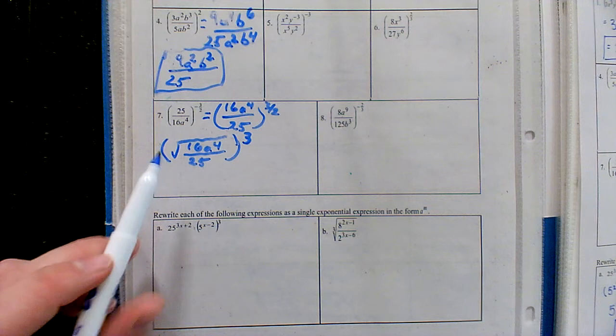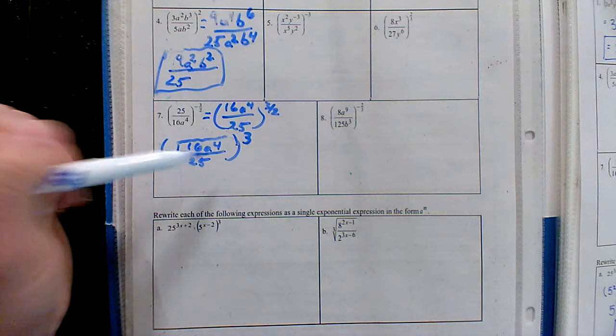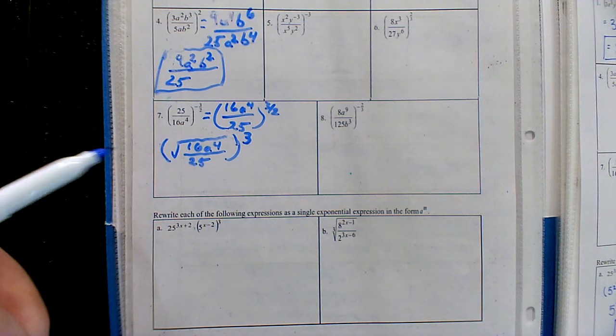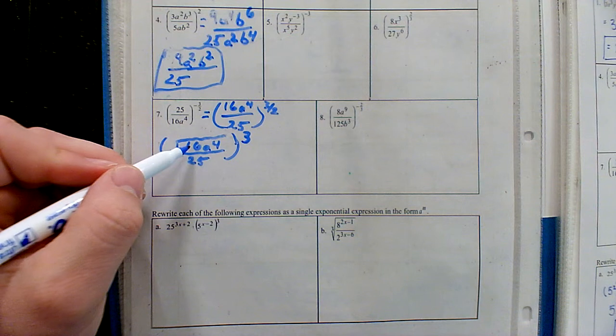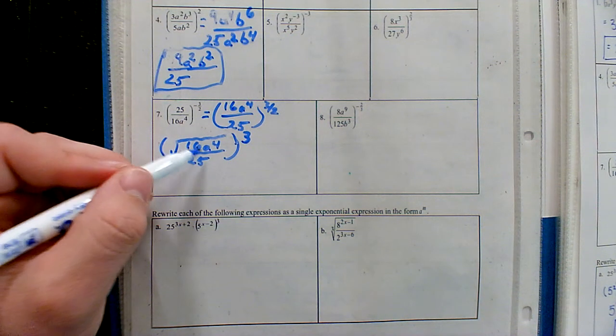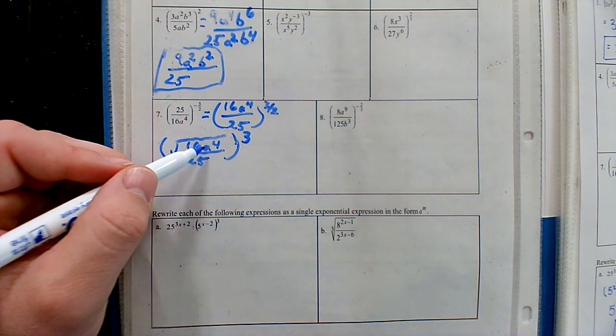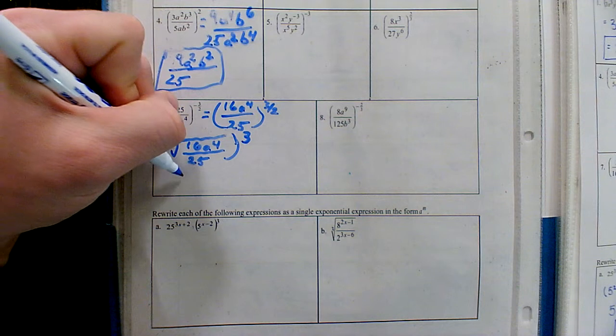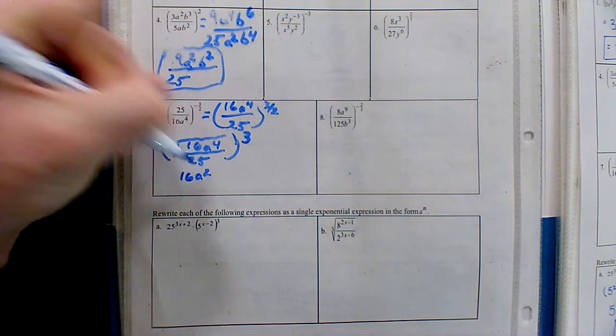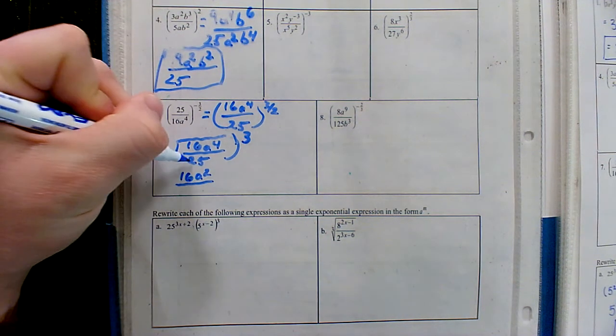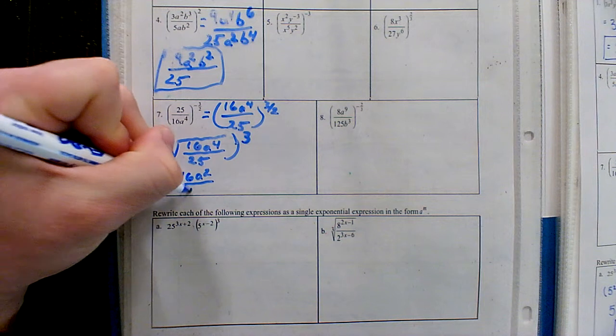Now in this problem, the reason we're leaving the cubed on the outside is when we take the square root of everything inside, it's going to work out really nicely. So we can see the square root of 16 is 4. Square root of a to the 4th is a squared. So 4a squared. Square root of 25 is 5.